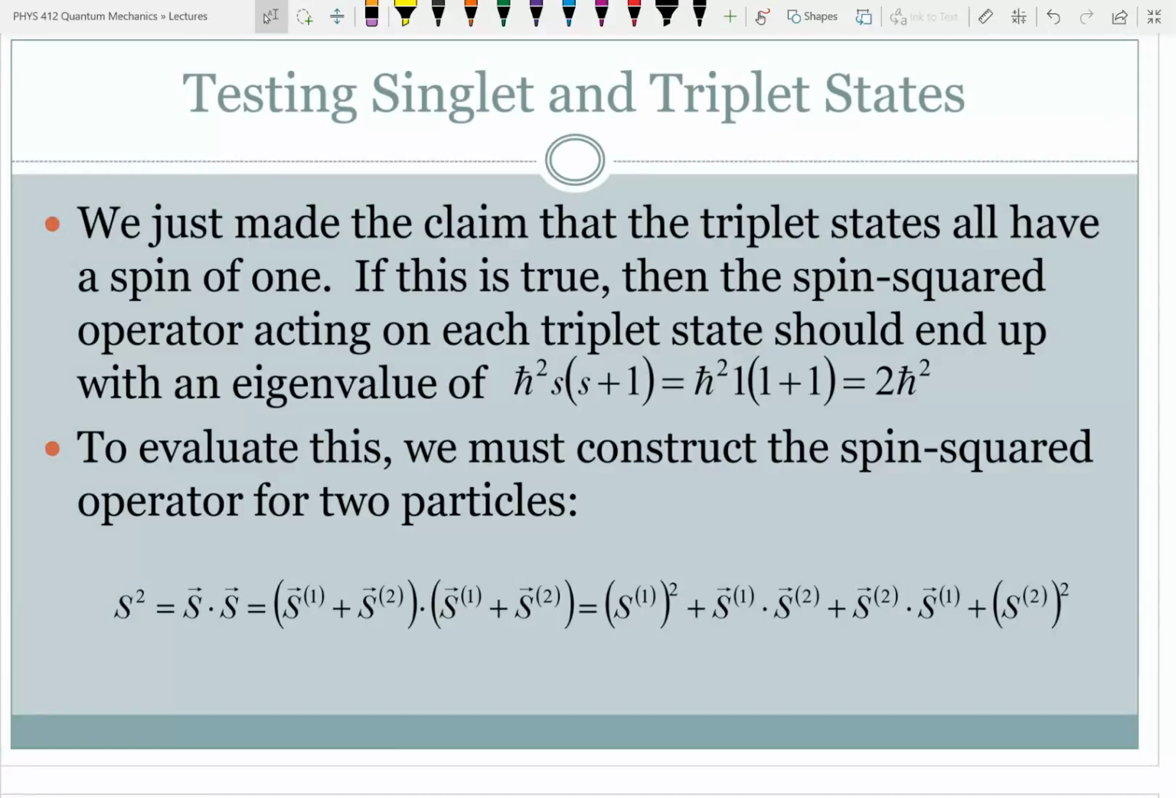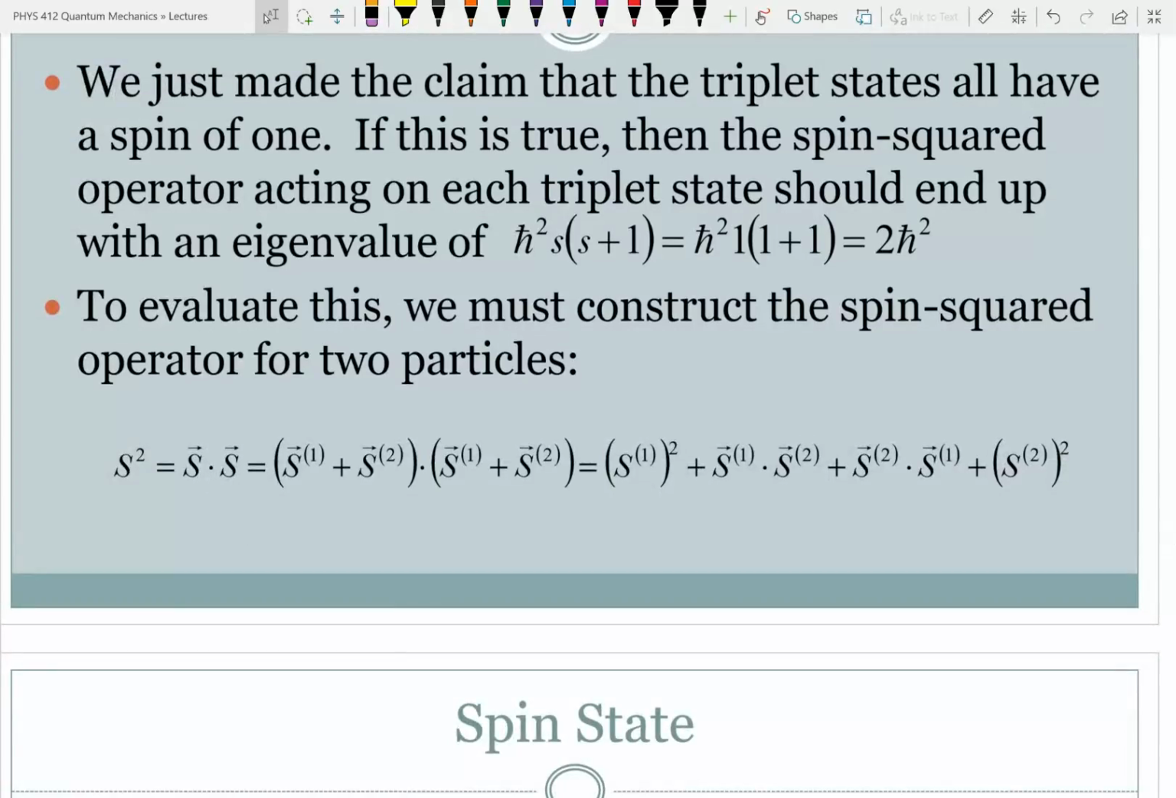All right, now we're going to do some really fun stuff. This is like the last 3 slides. We said the triplet states all have a spin of 1. If this is true, then the spin squared operator in each one should be the same. So we're going to go ahead and check the spin squared operator in each one. And that's where life gets interesting. The fact that S plus shouldn't have changed it is good reason to believe it. But then this is doing the math to check it.